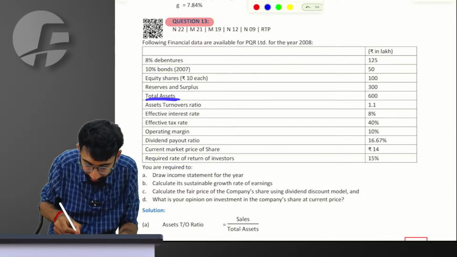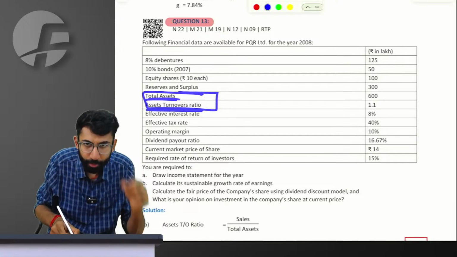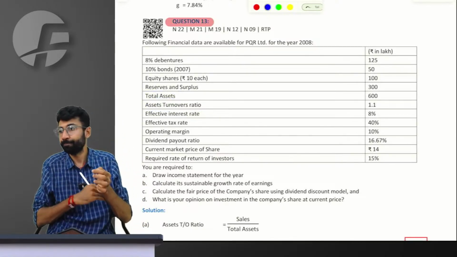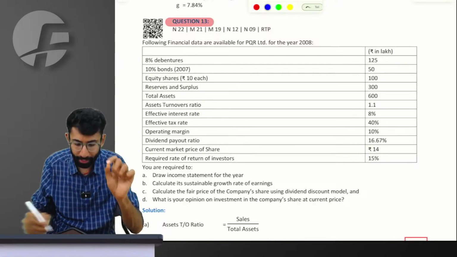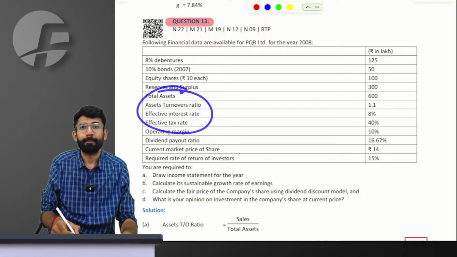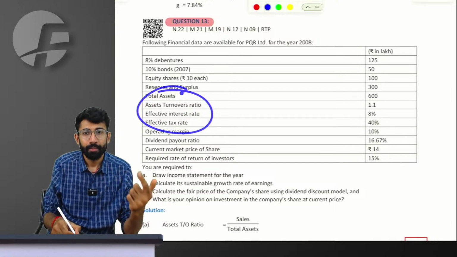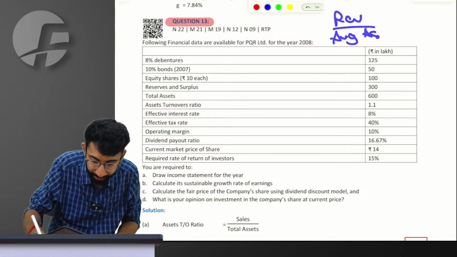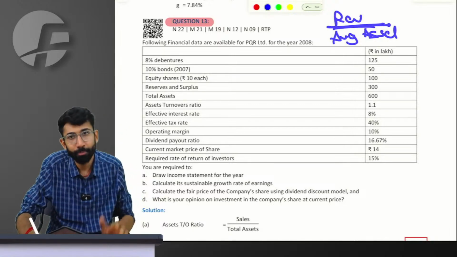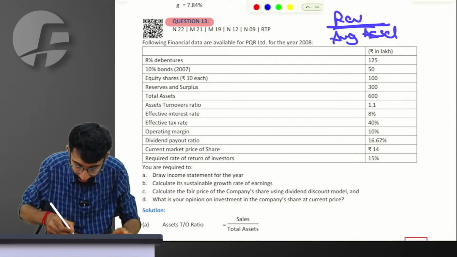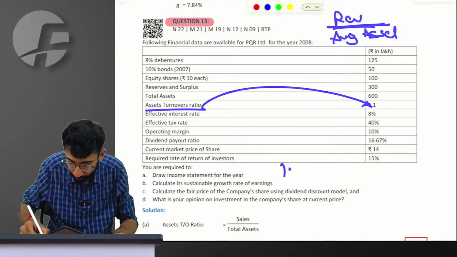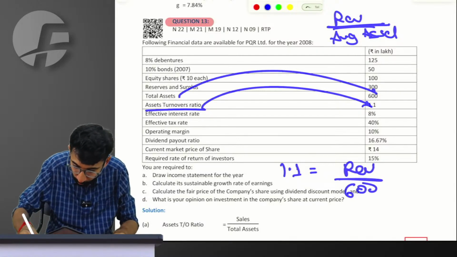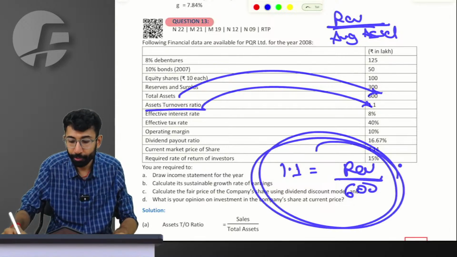If you talk about total asset turnover ratio, how many of you remember the formula? Kindly respond. It is revenue divided by average assets, and if average assets are not available, closing assets. So if I have total asset turnover ratio as 1.1 and total assets as 600, can I back calculate the revenue?